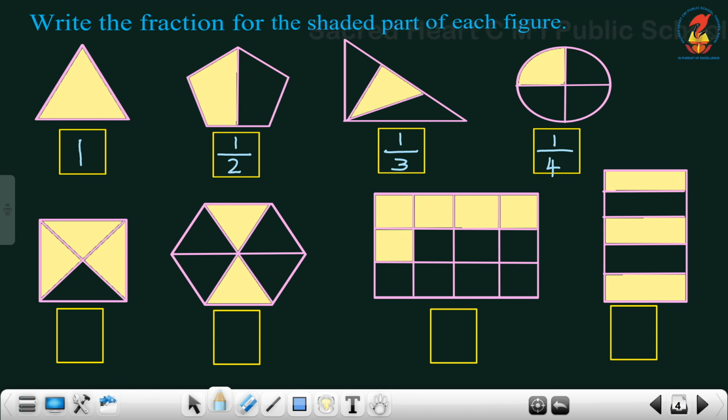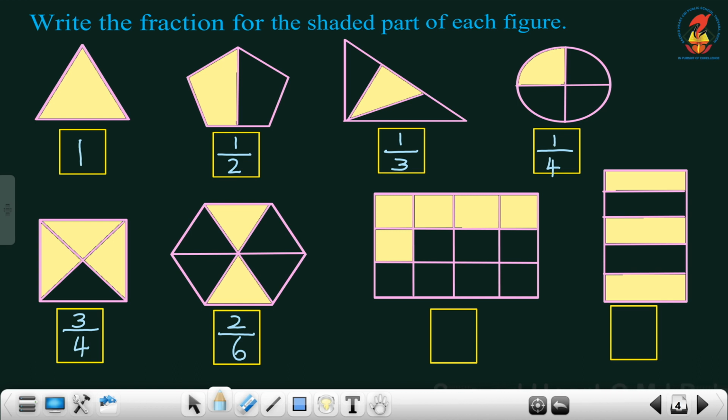Now next question here, how many shaded portions are there? 1, 2, 3. So we'll write 3 on the top by how many equal parts? 1, 2, 3, 4. So what is the fraction called? 3 by 4. Understand? Next question, how many shaded portions are there? 1, 2. So we write 2 on the top by how many equal parts? 1, 2, 3, 4, 5, 6. 2 by 6. Understand?